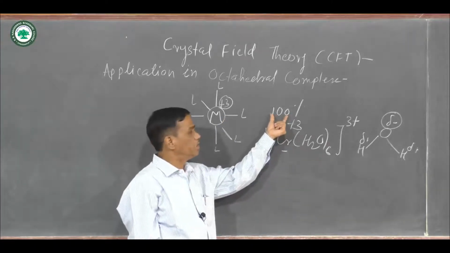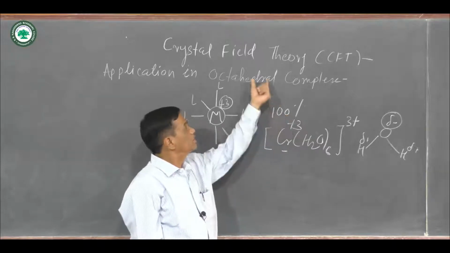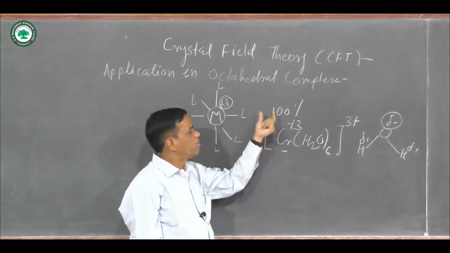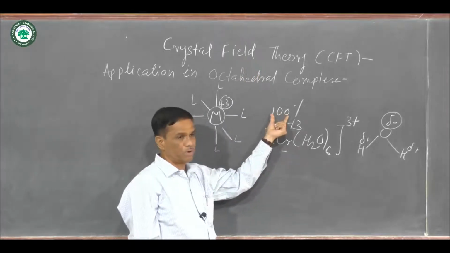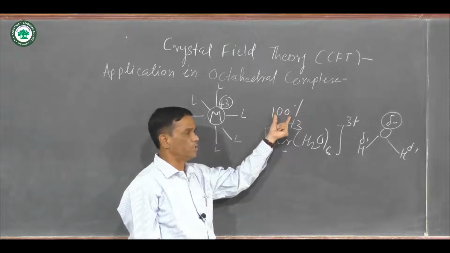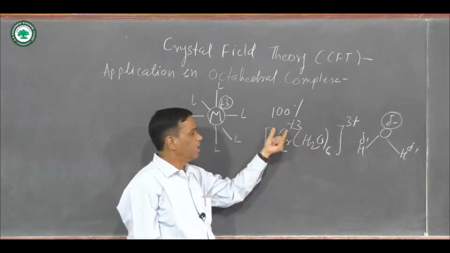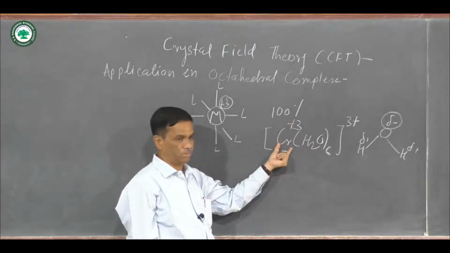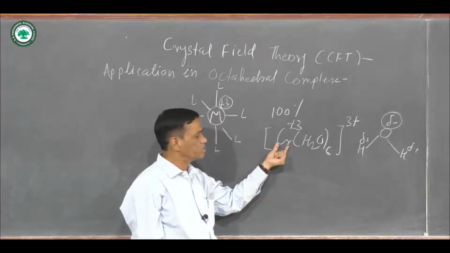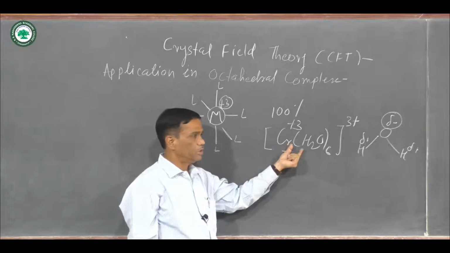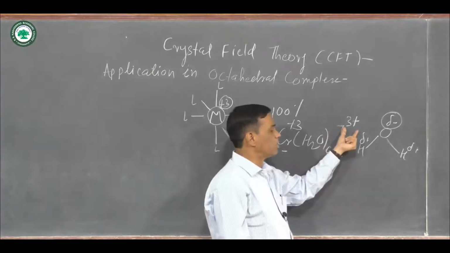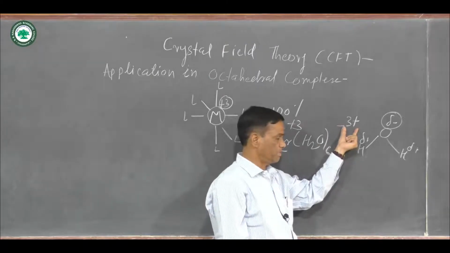This means the covalent bond formation concept is not considered in CFT, crystal field theory, but the bond formed is a very pure ionic bond, and 100% ionic bonding occurs there. And this is the example for an octahedral complex. Here the central metal ion is chromium 3+, 6 ligands surround it and the charge on the complex is 3+.